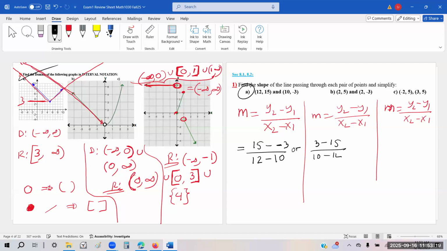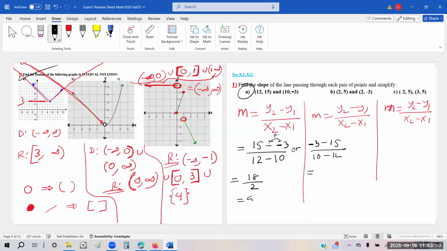So it's a negative 3. Negative is unclear here. So if it's negative 3, you have a negative 3 here. So what happens when you have double negative? Positive. So what is 15 plus 3? 18 divided by, for the left one, it's 12 minus 10. So it's positive 2, which is 9.